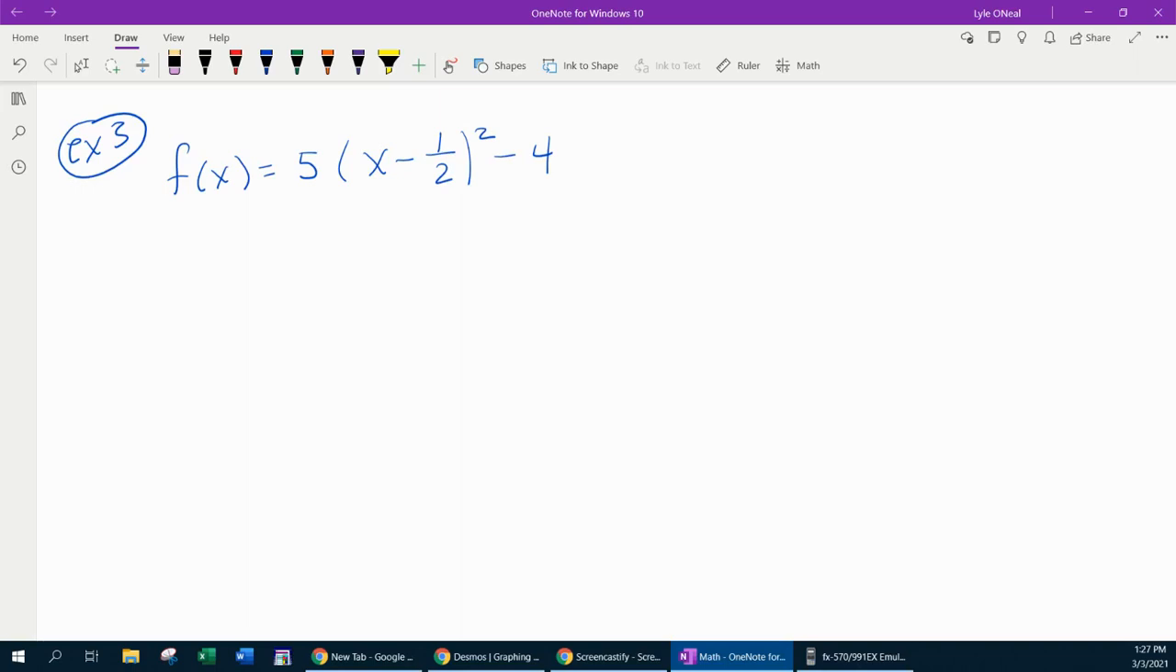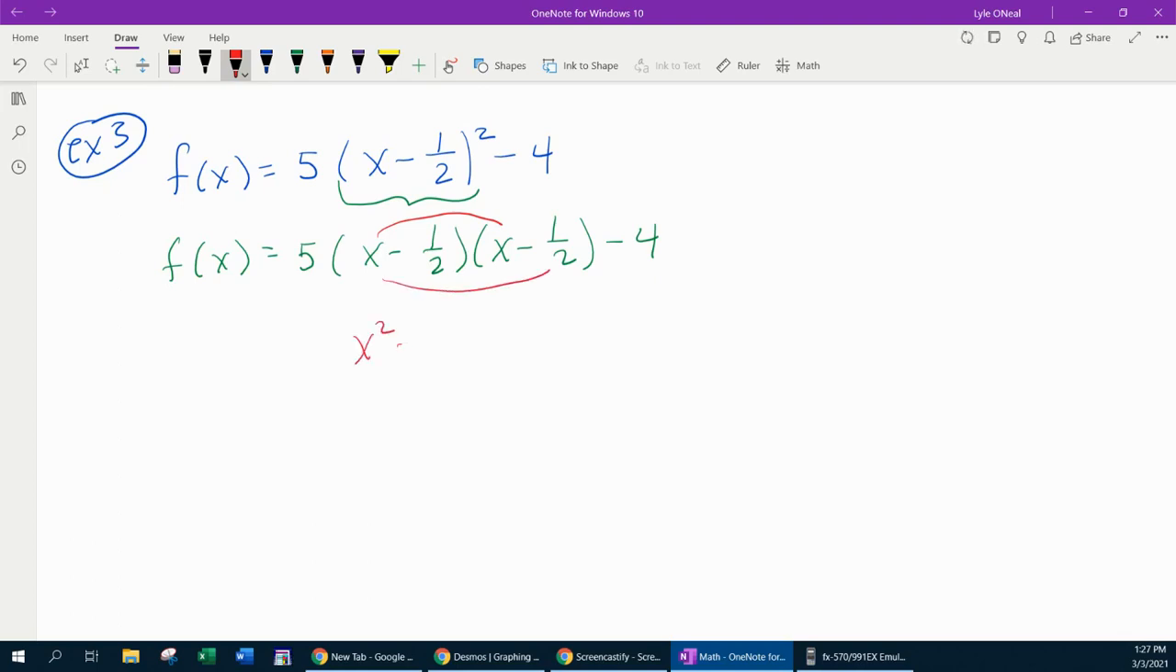So to convert into standard form, the first thing we're going to do is, well, we're going to do the four-letter F word. We're going to FOIL the x minus a half squared. So to FOIL, we're going to go x times x, which is x squared.